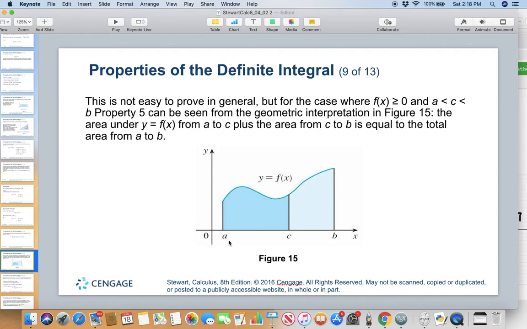Okay, here is the picture. A is here, b is here, c is somewhere here. The area under the entire curve can be split once here. The sum of these two is the entire area. All right, that's all we are saying. The integral from a to c plus the integral from c to b is the integral from a to b. This is an important result.